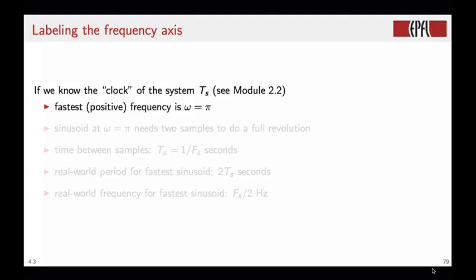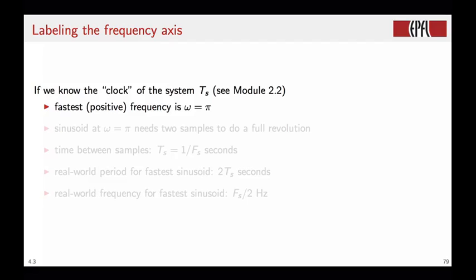So if you remember, in Module 2.2, we informally introduced the notion of a clock for a digital signal processing system, and this is really equivalent to associating a certain time interval Ts, measured in actual physical seconds, between successive samples in a signal. So for instance, for the sunspot signal we had a Ts of 1 month, whereas in the temperature signal the Ts was equal to 1 day. We will see that for audio signals Ts becomes very small because we will need to take at least 8,000 samples per second.